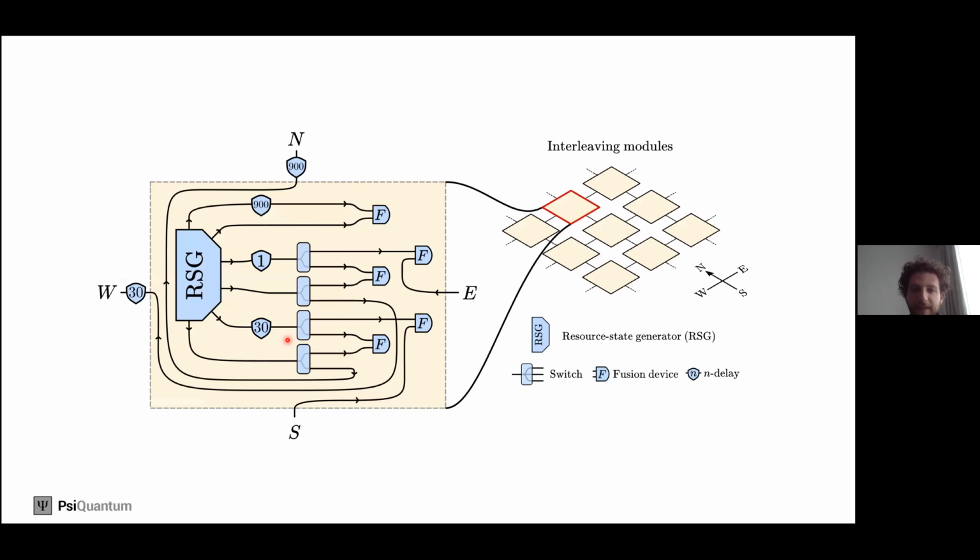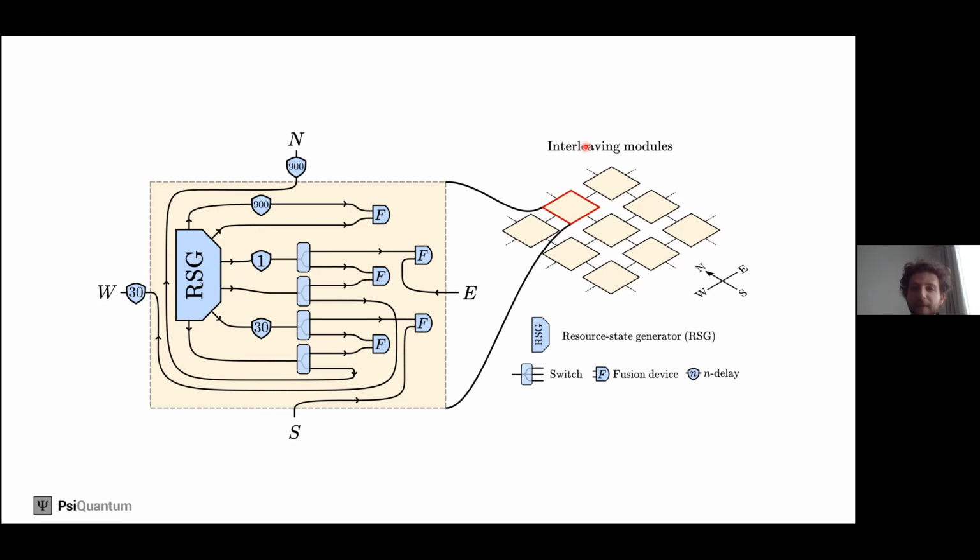So to summarize, I've shown you an architecture for fault-tolerant quantum computing with surface codes in which the quantum computer is a network of modules that we call interleaving modules. Each module consists of resource state generators, a few fiber delays, switches, and fusion devices, which in turn contain switches and detectors. Resource state generators can be built from silicon photonic components, but in principle can be any device that produces photonic resource states in periodic time intervals.